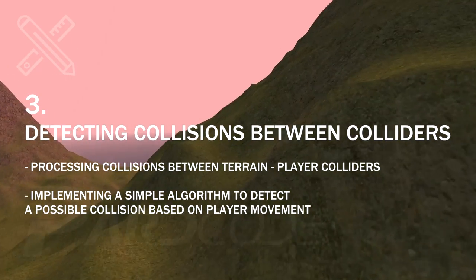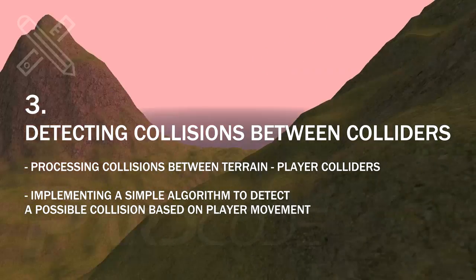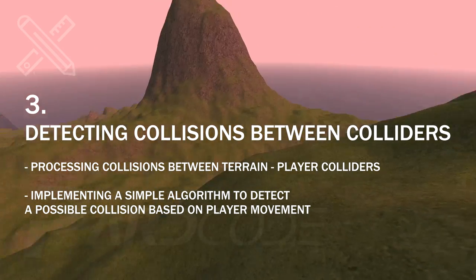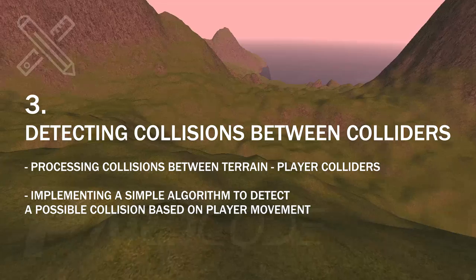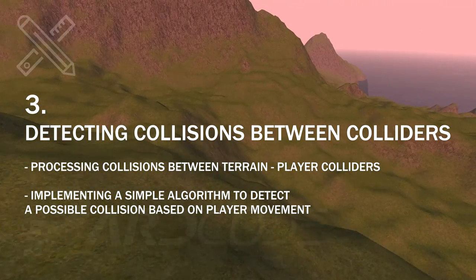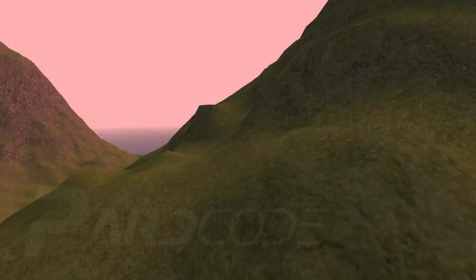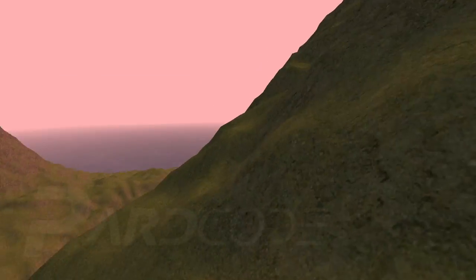Last but not least, in this tutorial we will focus mainly on the detection of collisions between the player and the terrain colliders. In particular, we will see how to implement a simple algorithm to detect collisions based on player movements. In the end, we should obtain this final result.